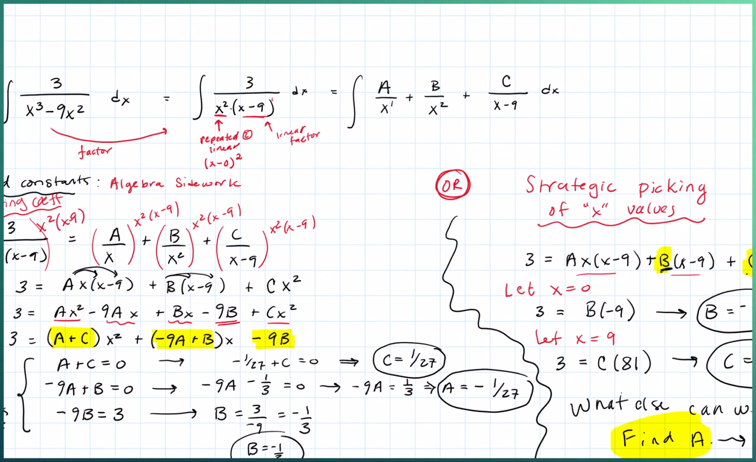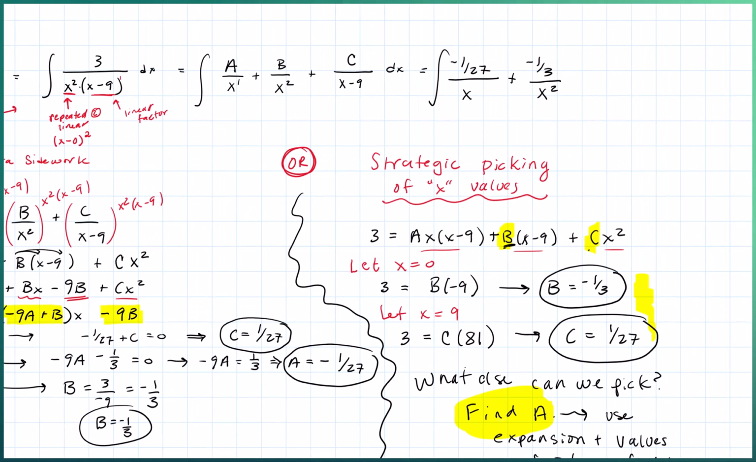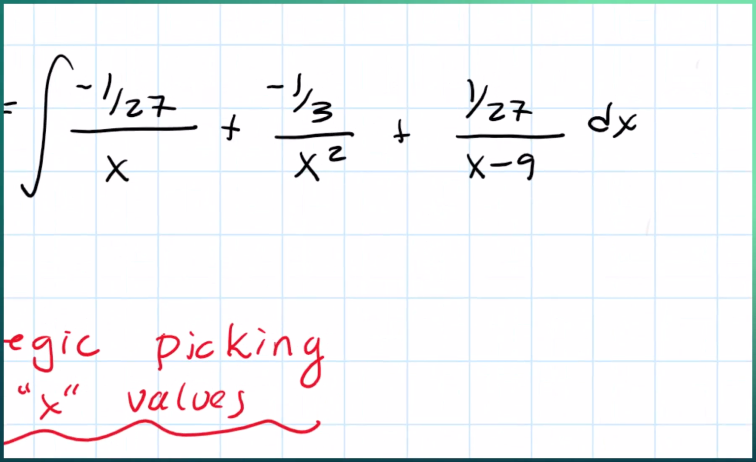I'm trying to keep them on the screen so I can plug them in, and then we'll zoom in on the integral. So this is going to become the integral of my a, which was negative 1 over 27, divided by x, plus my b, which was negative 1/3, over x squared, plus my c, which was 1 over 27, so plus 1 over 27 times x minus 9, dx. Okay, now we found our constants.